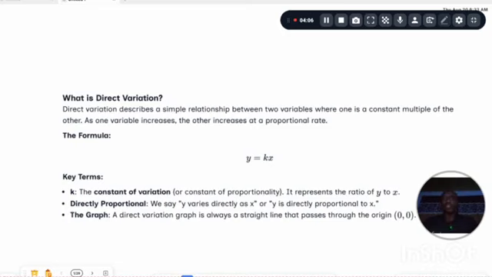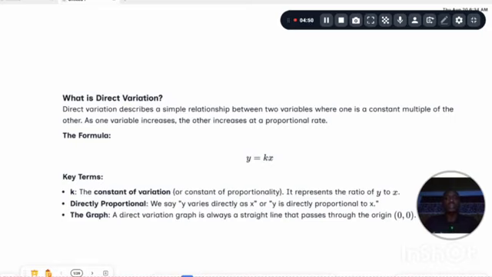We have it here as the definition. Direct variation describes a simple relationship between two variables where one is a constant multiple of the other. Look at that word, where one is a constant multiple of the other. That is, as one variable increases, the other increases at a proportional rate. So that's something we have to look at properly, at a proportional rate. All this will be understood as we proceed with the topic. But there are some terms we have to understand properly.